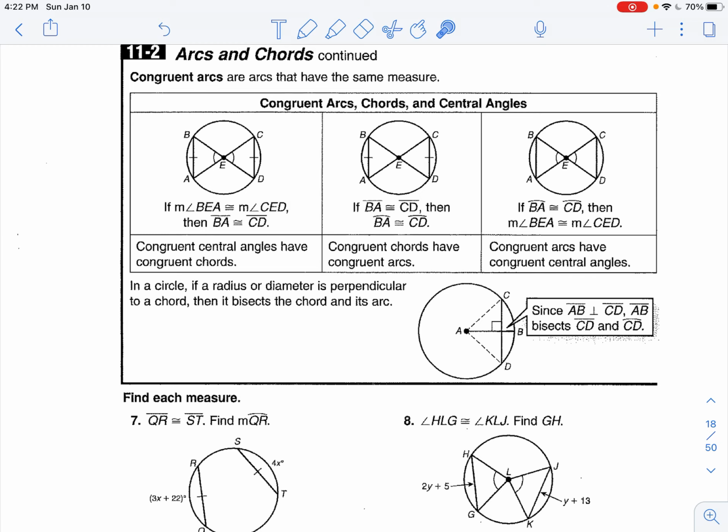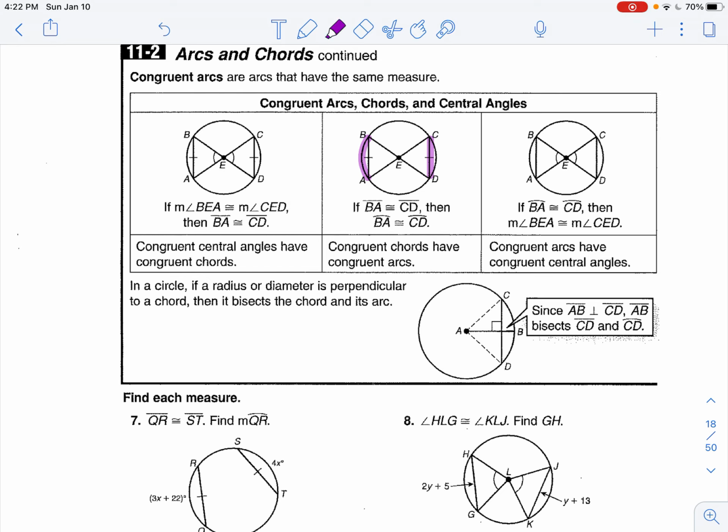Congruent arcs are arcs that have the same measure. Congruent central angles have congruent chords. So if the measure of angle BEA, from B to E to A, this central angle here, is equal to the measure of angle CED, then BA is going to be congruent to CD. Congruent chords have congruent arcs. So if BA is congruent to CD, then this arc BA is going to be congruent to arc CD.